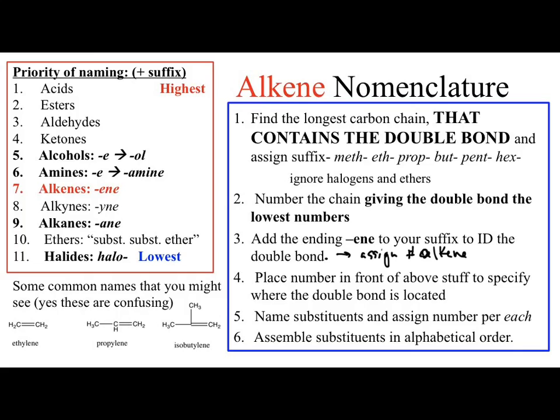2 carbons. That gives us the eth. Okay, we want to assign our numbers for giving a double bond the lowest number. Well, 1, so that's fairly easy. And we put our suffix at the end. We get ethene. Why do we say ethylene?